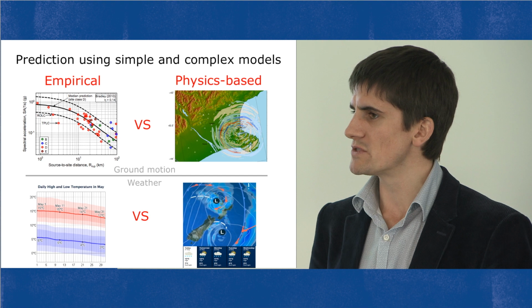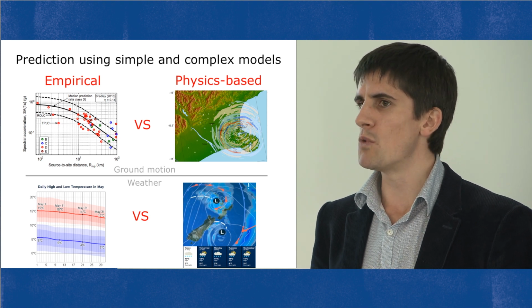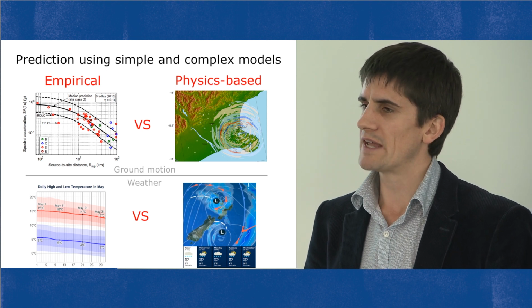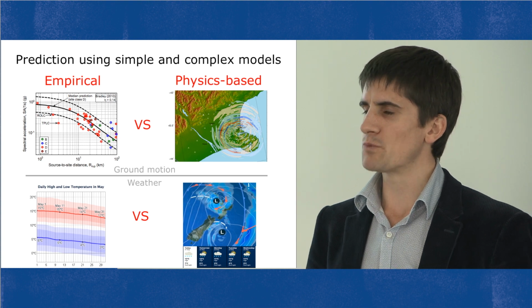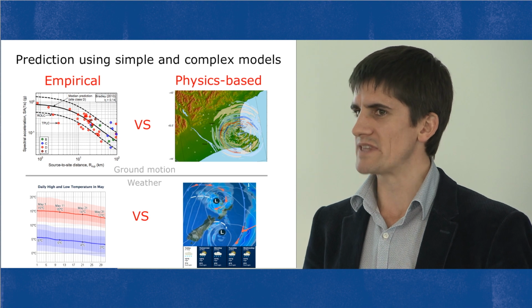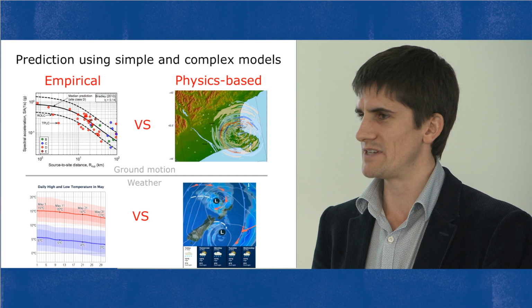We're starting to make use of these physics-based models and they provide us a huge amount of understanding, but more conventionally people use more simplistic empirical models. And so the weather equivalent of an empirical ground motion model is we collected today's weather for the last 100 years and we use the average of that 100 years of weather from today to predict what's going to happen today.